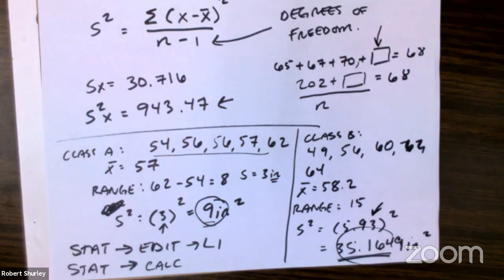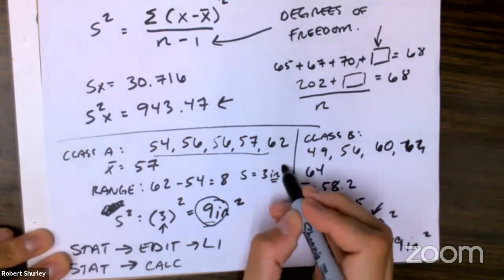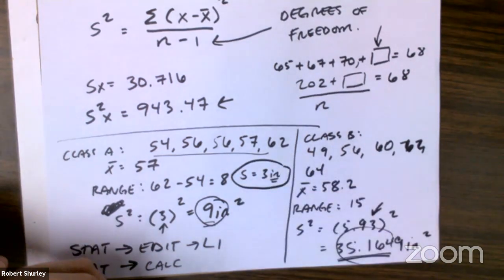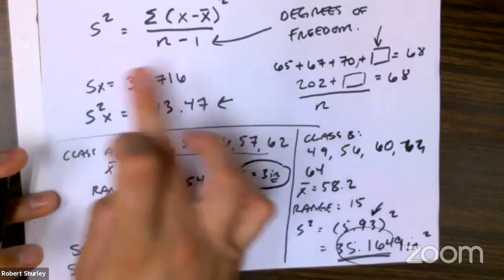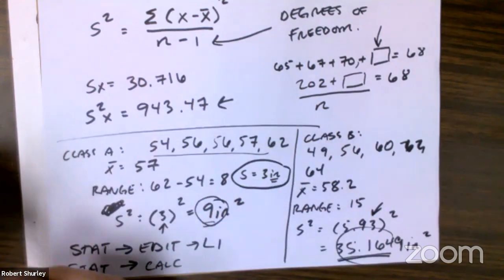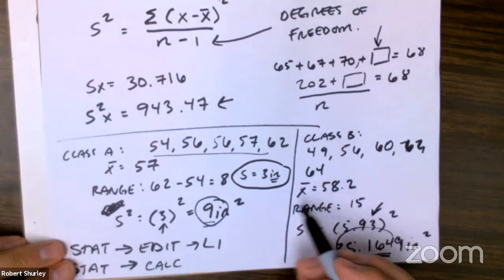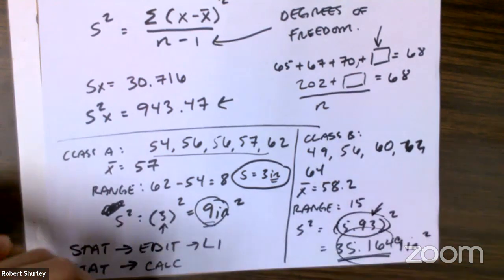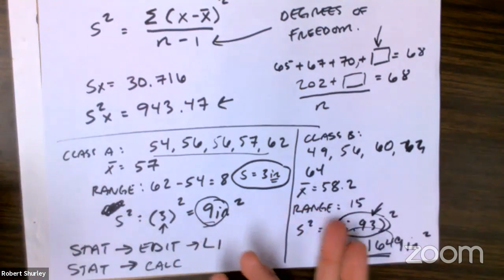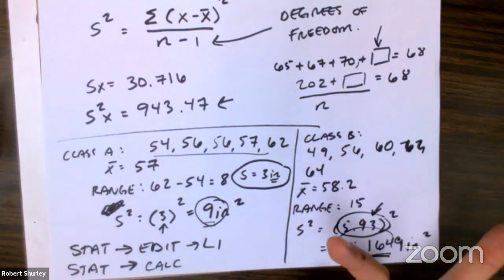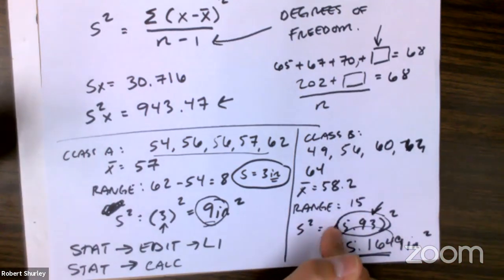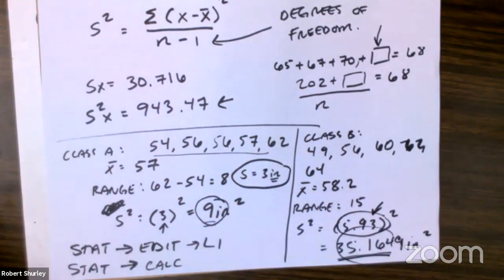Okay, so think about this. The standard deviation in a way is easier to grasp. This is the average deviation from the mean. So if I look at this data, the average deviation is 3 inches, where over here, the average deviation is 5.93. That tells me that this data is more spread out, right? Because the average deviation is larger than over here.